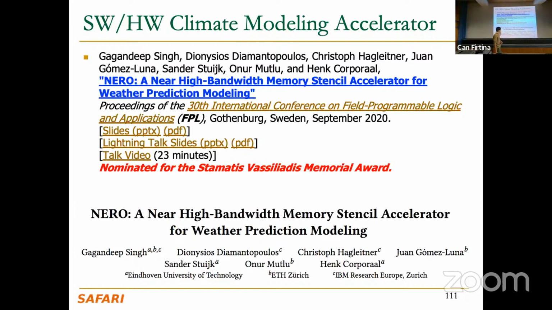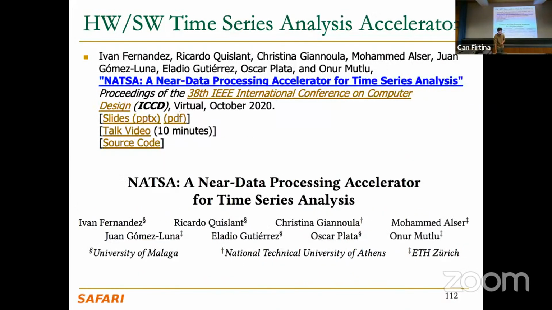Or this one, for example, is not a specialized chip, it's a specialized accelerator that is created on an FPGA, right? In this case, it's a stencil accelerator for weather prediction modeling, using high bandwidth memory as well. That's why we call it near high bandwidth memory, because it's an accelerator synthesized on an FPGA that is connected to an HBM memory.